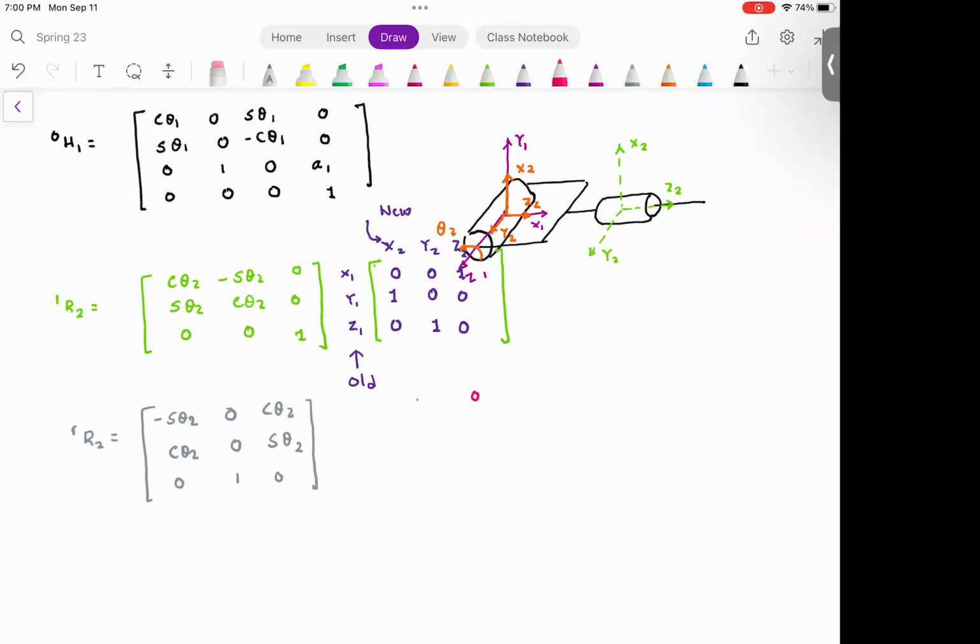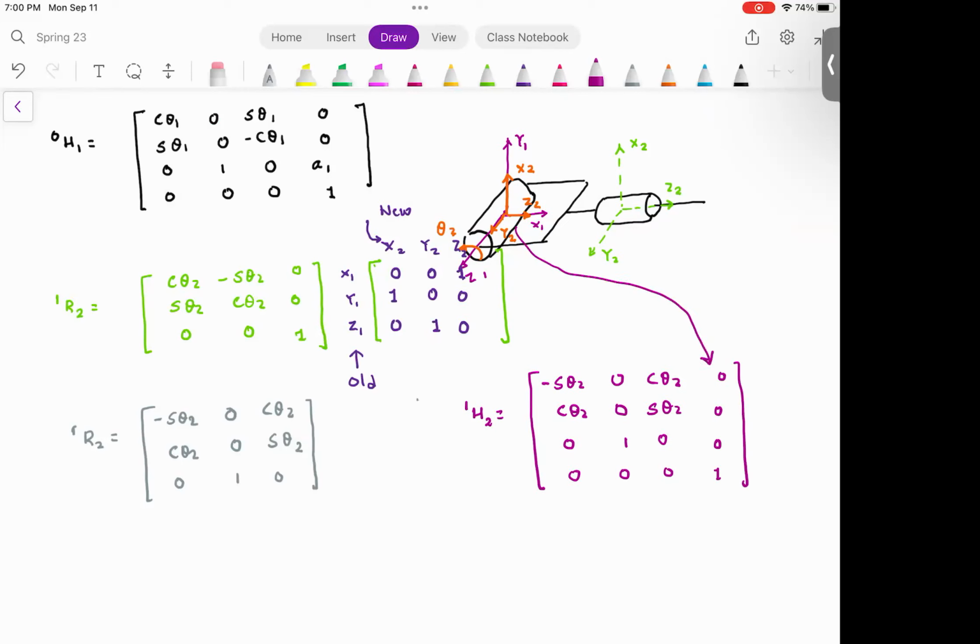So 1H2 is going to become minus sine theta 2, 0, cosine theta 2, cosine theta 2, 0, sine theta 2, 0, 1, 0, 0, 0, 0, 0, 0, 0, 1. And please understand, now both these frames coincide. So there is no translation. Are you with me so far? And why is it? Because please understand, frame 2 and frame 1 coincide.